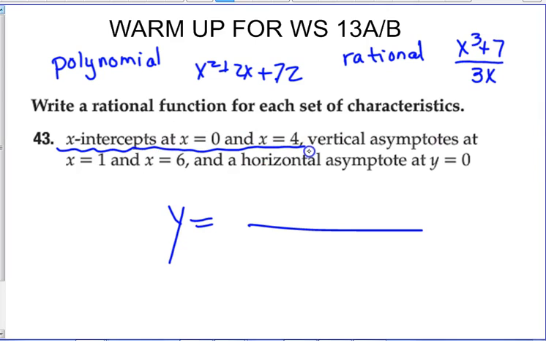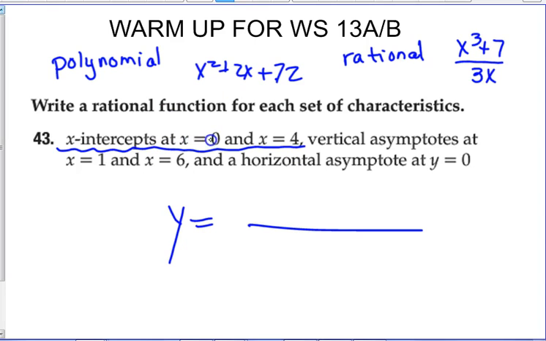Oh, on the bottom. X-intercepts come from the top or the bottom? Okay. X-intercepts is when the whole thing equals zero, right? Because it's called a zero. Will the whole thing equal zero when the top is zero or the bottom is zero? The top is zero. Okay. When the bottom's zero, we have undefined, right? And that would be where there's asymptotes. Does that help?